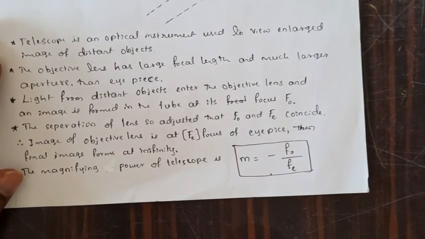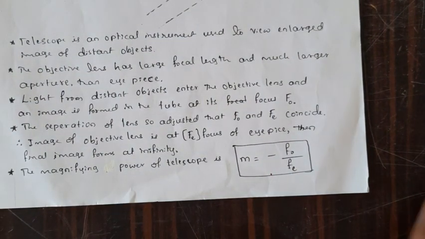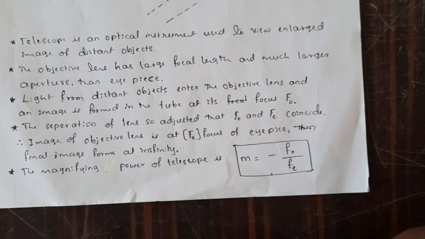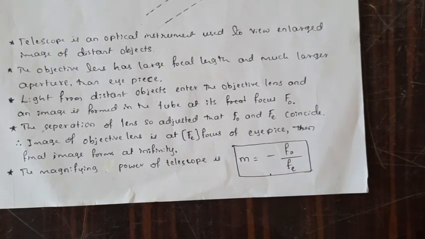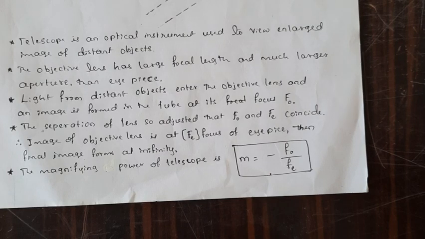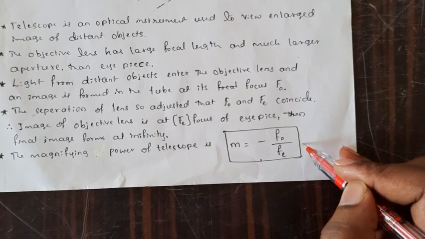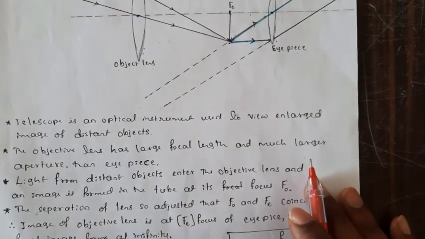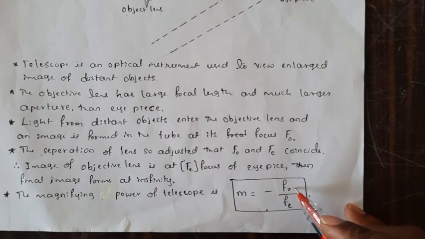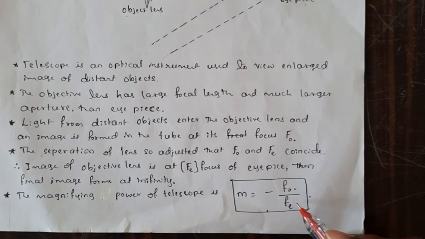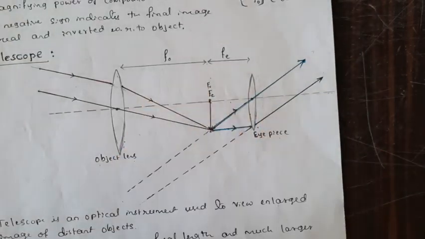Okay, and here we have one more type of telescope, called the reflecting telescope. Suppose I want to increase the magnifying power of this telescope. What are the possibilities? I should increase the value of F naught. So the F naught value should be larger and the FE value should be smaller to get larger magnification of the telescope. And these are called refracting telescopes.